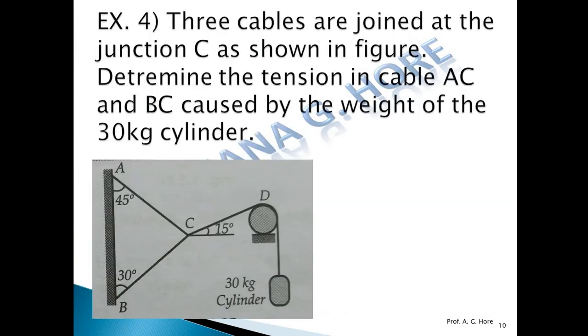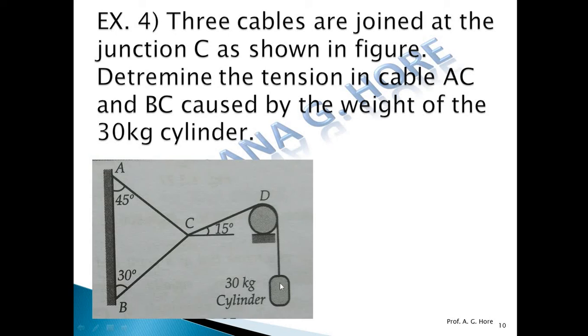Now next question. Three cables are joined at junction C as shown in the figure. Determine the tension in cables AC and BC caused by the weight of the 30 kg cylinder. Now here this diagram is given. In this diagram we want to find the tension in cable AC and the tension in cable BC. And a 30 kg pipe is attached as given in this figure.